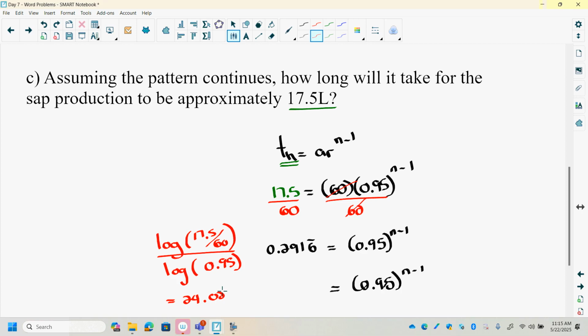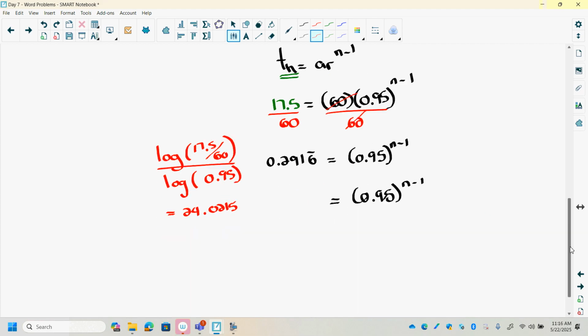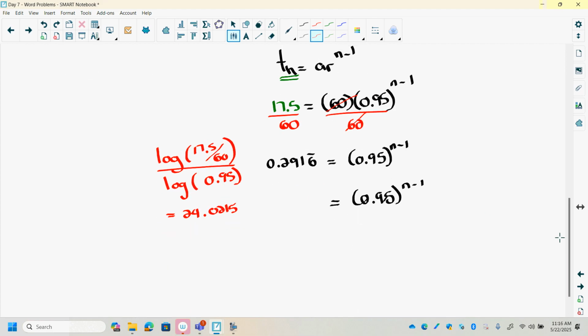0.2. So if I do the log of that, I'm going to divide that by the log of 0.95. I've got 24.0215. Does that look okay? What do I write here? 0.95 to the power of 24.0215. That's just a fancy way of writing 0.2916 where the 6 repeats. Agreed?